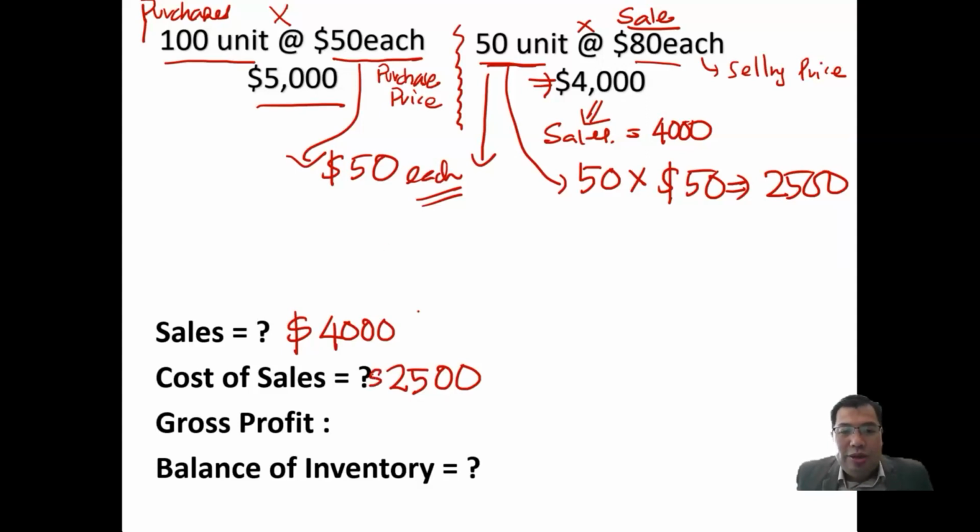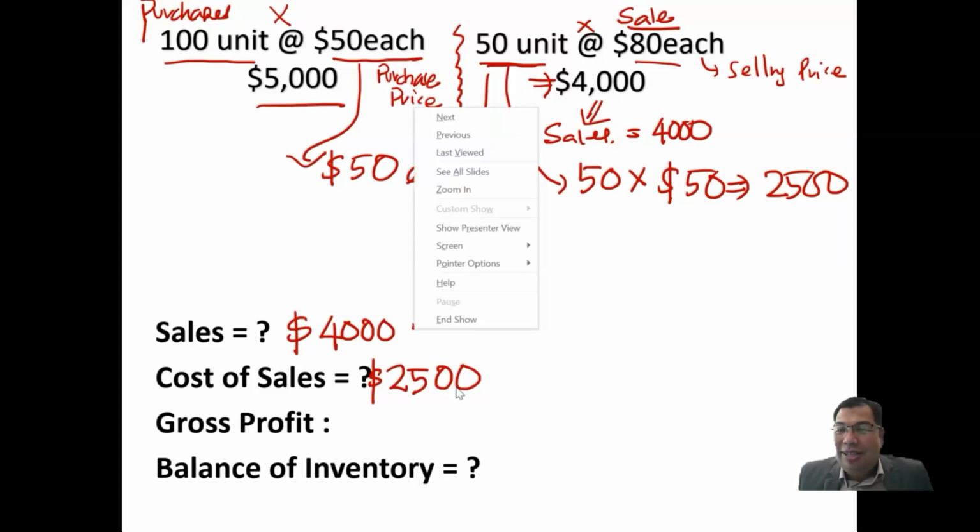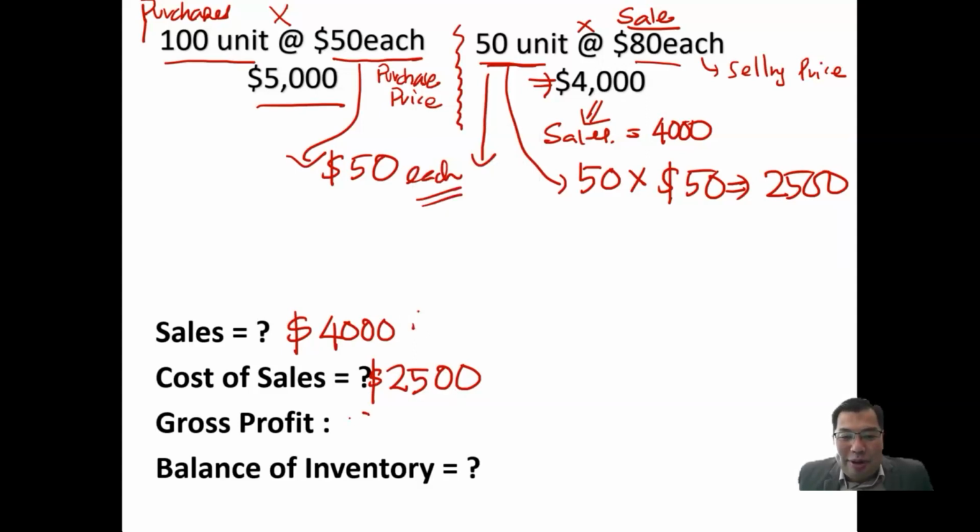So what is my gross profit? This is my sales. This is the cost of sale. My gross profit is 1,500. How do I get this? Sales minus cost of sales. 4,000 minus 2,500. So my gross profit is 1,500.